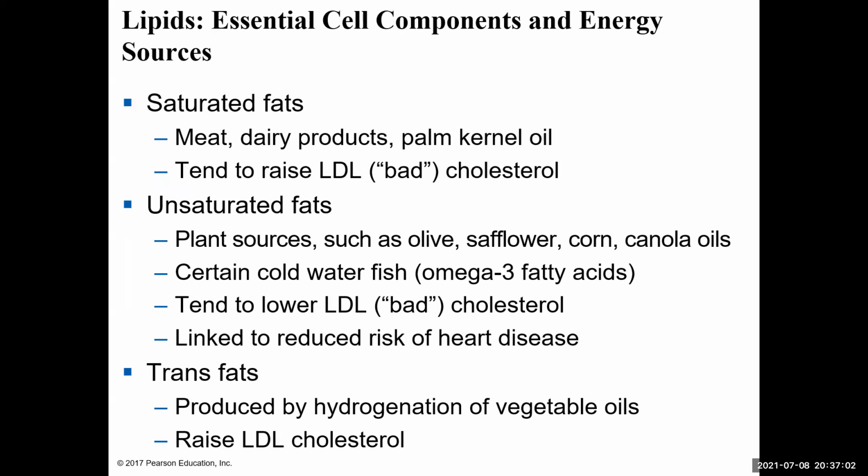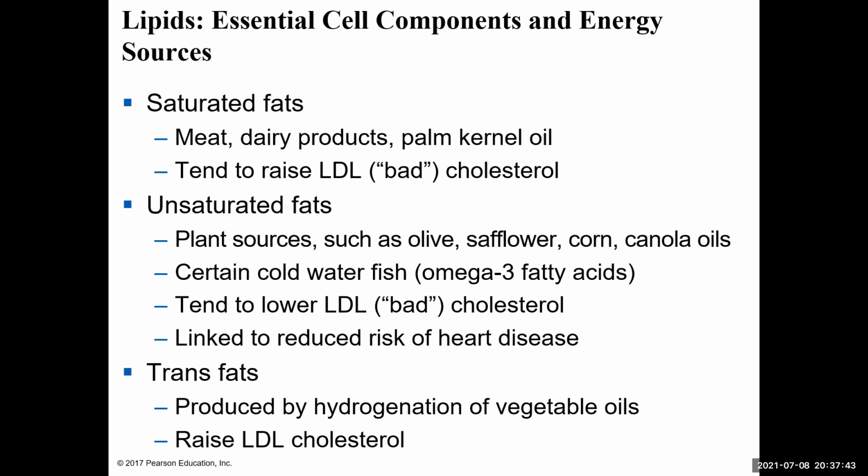In terms of lipids, you have your saturated fats and your unsaturated fats that we've mentioned already earlier in the semester. Remember, your saturated fats are solid at room temperature. You get these from your meats, your dairy products, and they have the LDL, so that bad cholesterol. And then your unsaturated fats, which are liquid at room temperature, come from things like plants, such as olive oil, corn oil, canola oils. Also, certain fish have really good unsaturated fats.